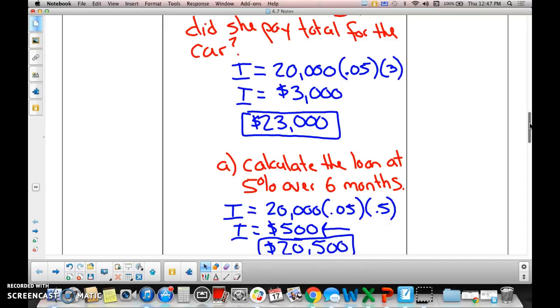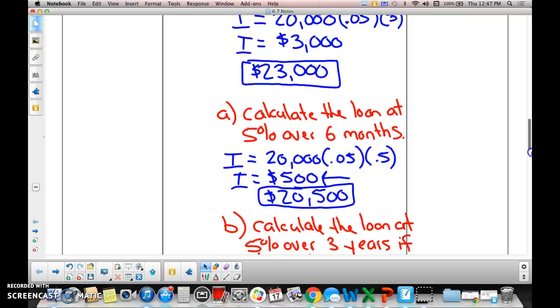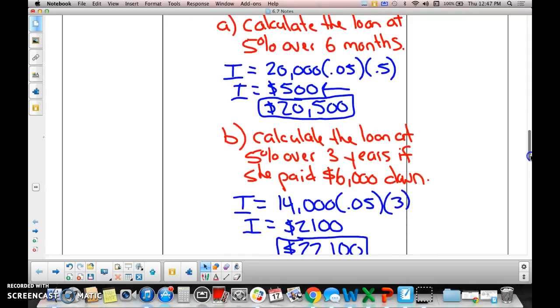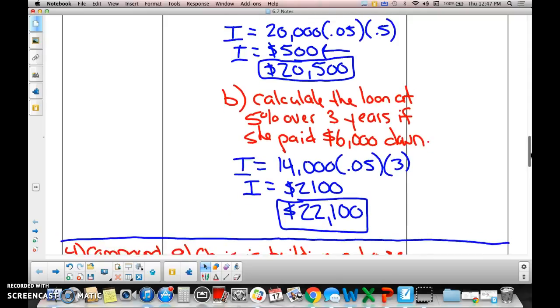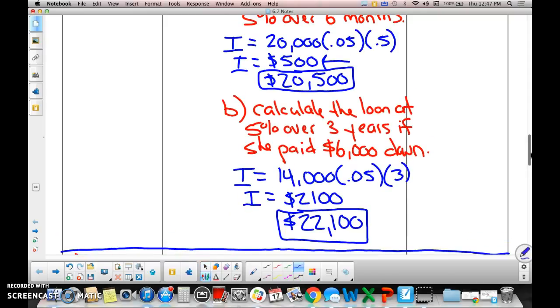Moving on. And then we did if she put down a down payment. So if she decreased her loan amount from $20,000 to $14,000, still at 5%, still at 3 years, she saved herself $900 because now she's done at $2,100 instead of $3,000 in interest.